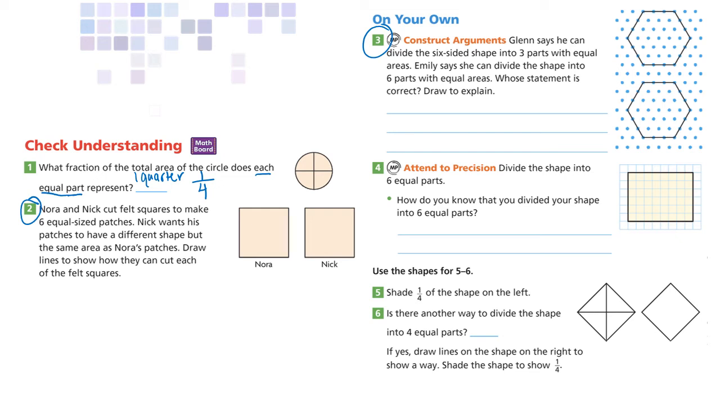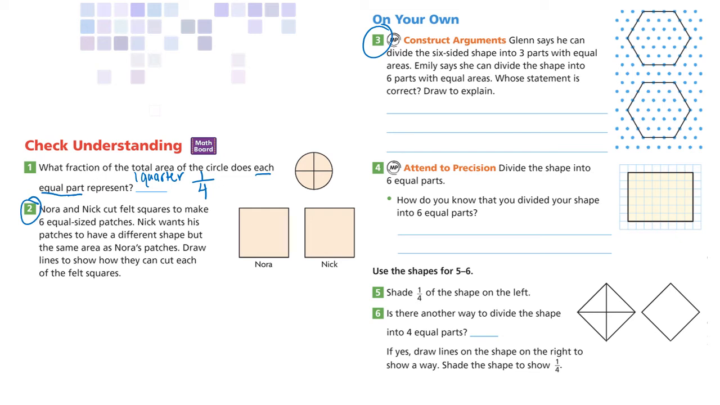Number 2, Nora and Nick cut felt squares to make 6 equal-sized patches. Nick wants his patches to have a different shape, but the same area as Nora's patches. Draw lines to show how they can cut each of the felt squares. So boys and girls, you should have been able to come up with even more than just 2 different ways to break these squares up into sixths. So Tyler, do you want to draw one way?